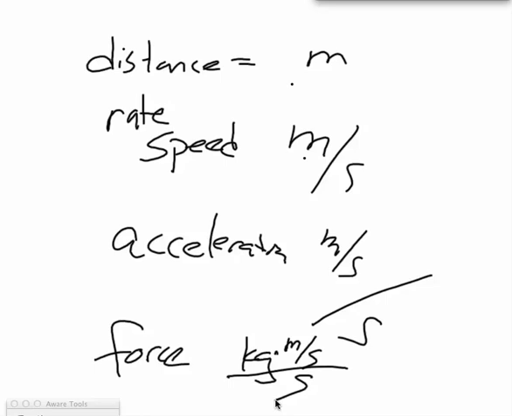Right? Or you could more properly write it, I think, kilograms over 1 times meters over seconds over seconds. Or, I think we wrote it before, kilogram meters over second squared, which is also known as a Newton.